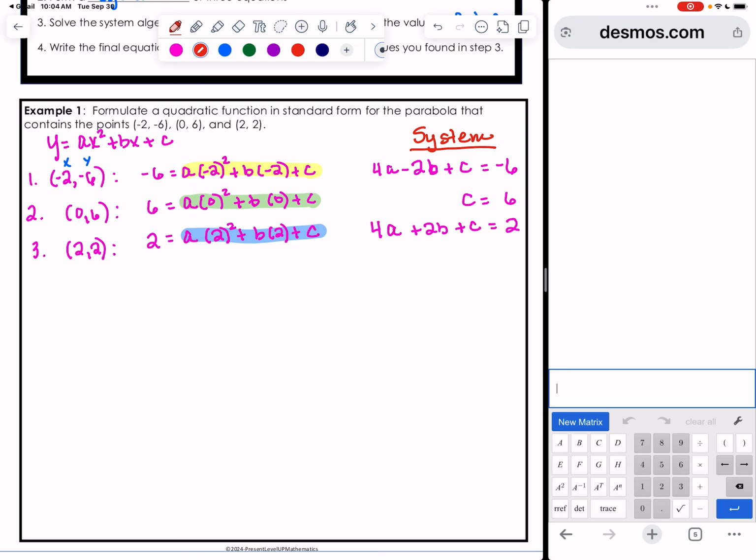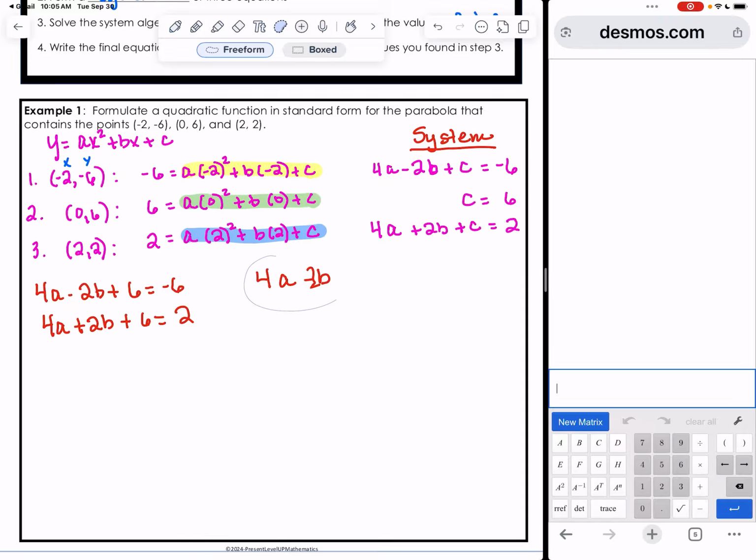So starting with the top equation, 4a minus 2b, and for the c, I'm going to plug in a 6, plus 6 equals negative 6. Then I'm going to take the bottom equation, 4a plus 2b, and instead of the c, I will plug in a 6, and that's going to equal 2. Now, let me simplify those a little further.